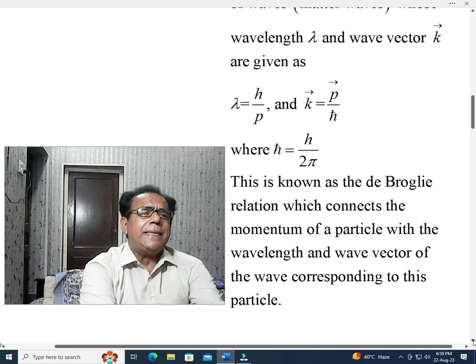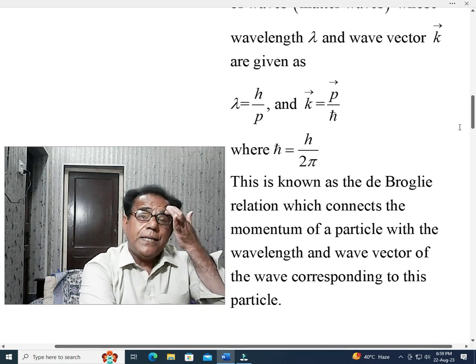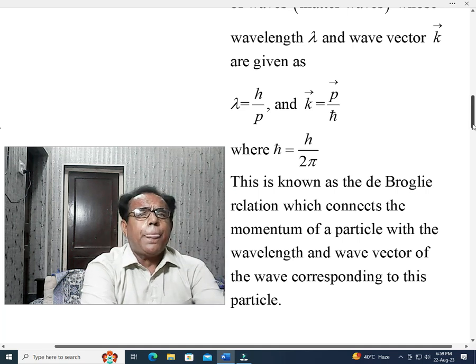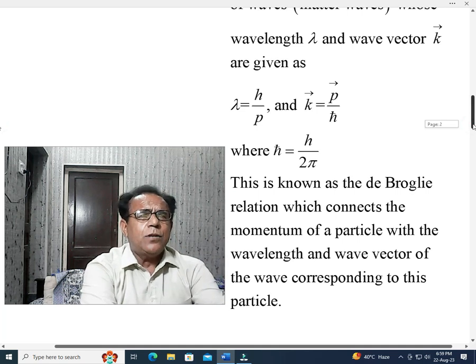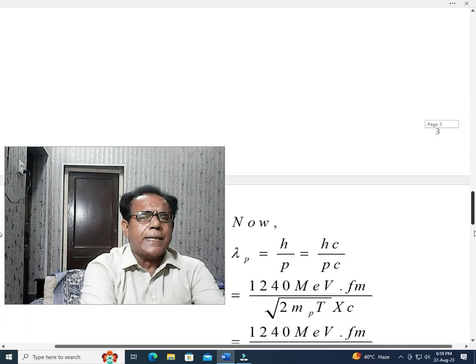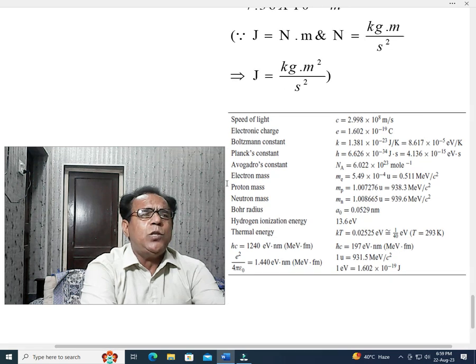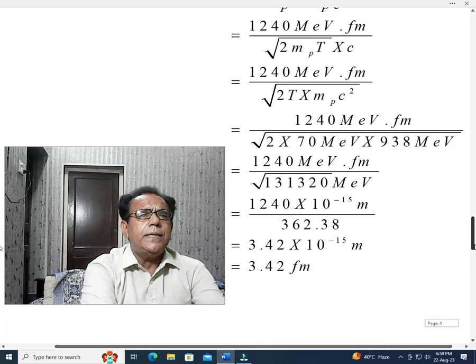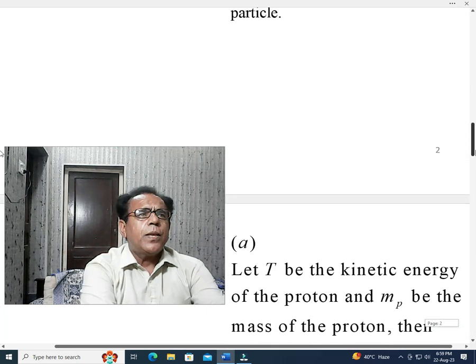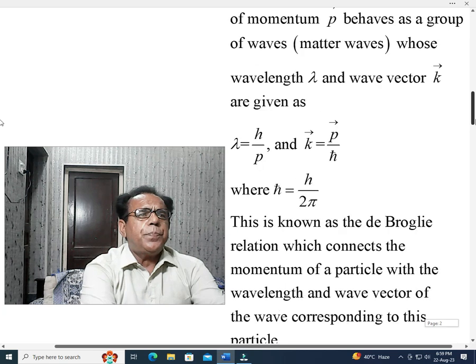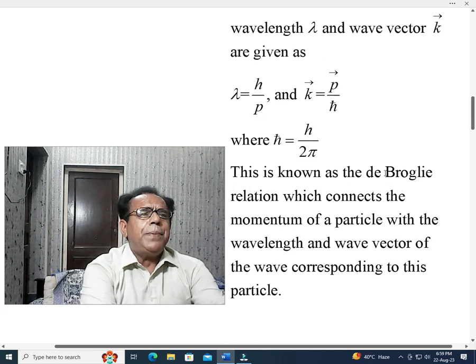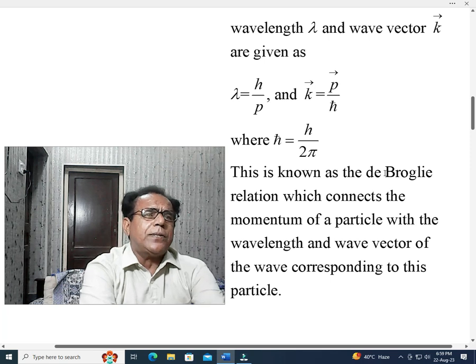while simply h is Planck's constant, and its value is given in a table included at the end of our problem. We go to that table. This is the table, and in this table the value of Planck's constant is given. This value will be used in this problem. So lambda is equal to h over p and k vector is equal to p vector over h cut, where h cut is equal to h over 2 pi.